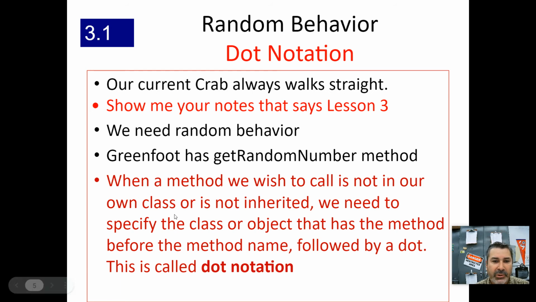When a method we wish to call is not in our own class or is not inherited, we need to specify the class or object that has the method before the method name, followed by a dot. This is called dot notation. So what that's saying is, when a method is not inherited, we have to use the dot notation. That's how I'd write that quicker, but you can write it down word for word if you want.